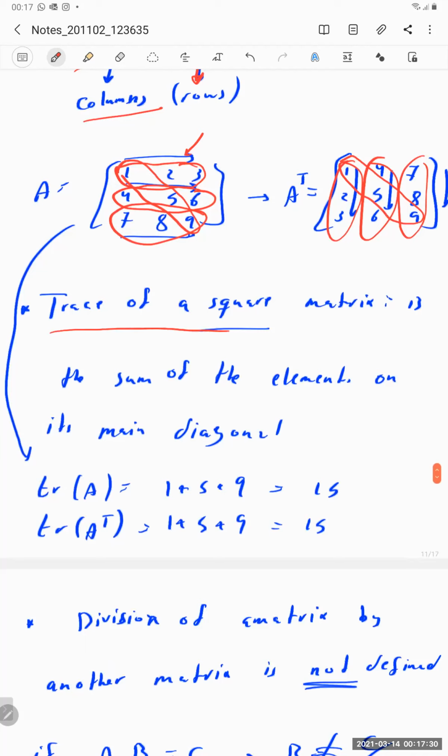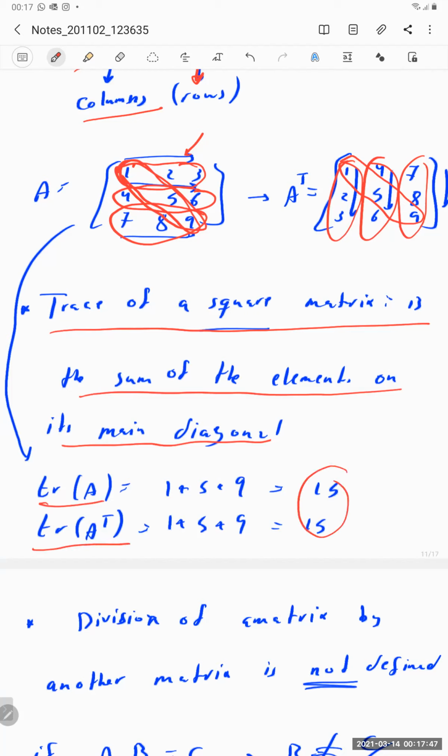The trace of a square matrix is the sum of the elements on its main diagonal. If you want to compute what we call the trace of a square matrix, you have to sum the main diagonal elements. That's why the trace for A or A transpose is going to be the same. Of course, this is for this example.